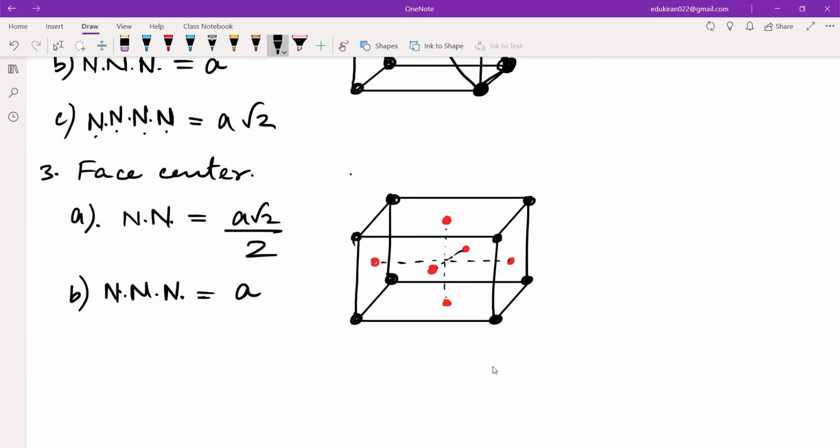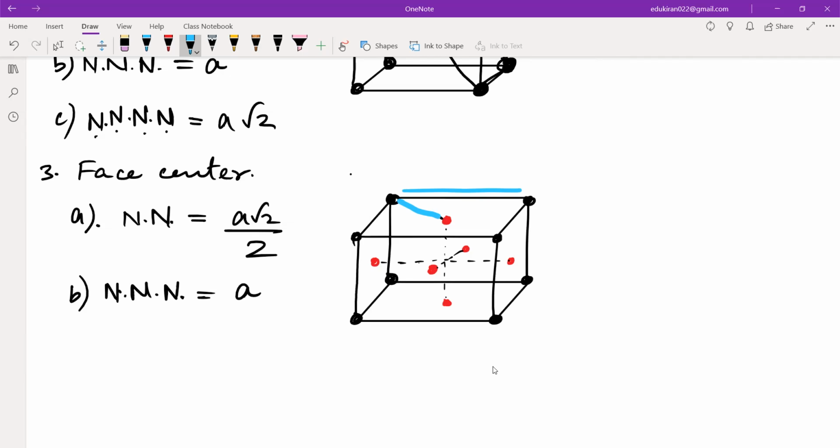Okay, like this. So we have got the A root 2, that is the distance between here and here. This is A root 2 by 2. This is the nearest neighbor. This is the nearest neighbor. Then we have this distance, which is equal to A. Correct? Yes or no? Yes. Yeah. Fine.